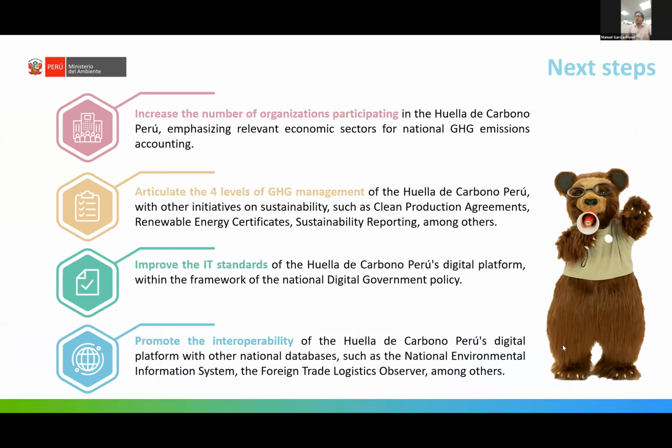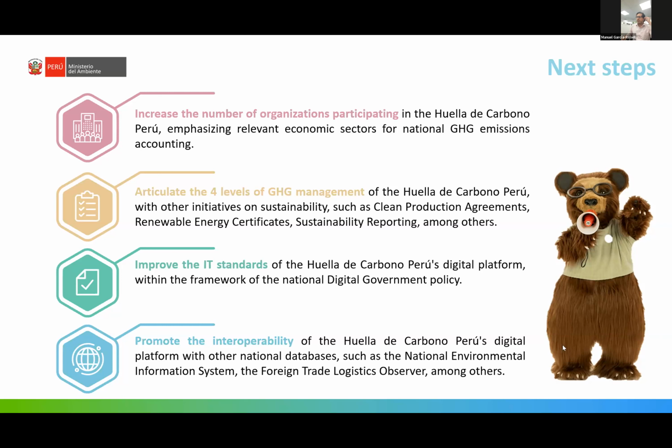Of course, we are looking to increase the number of organizations participating in the tool. And also, we are looking to improve the interlinkages between this tool and other initiatives on sustainability, such as the clean production agreements, and even with the registry of mitigation measures. Also, we are working on the improvement of the IT standards, and we continue promoting the interoperability to other digital platforms.